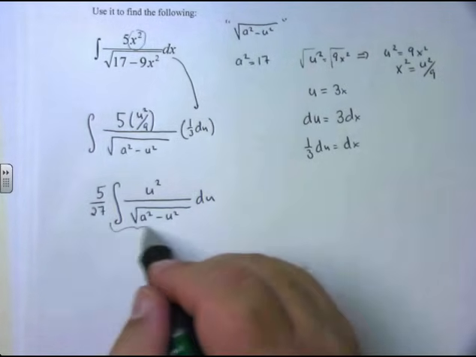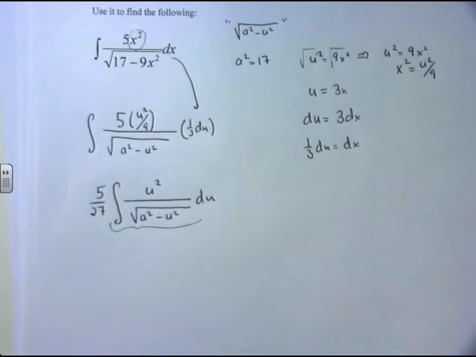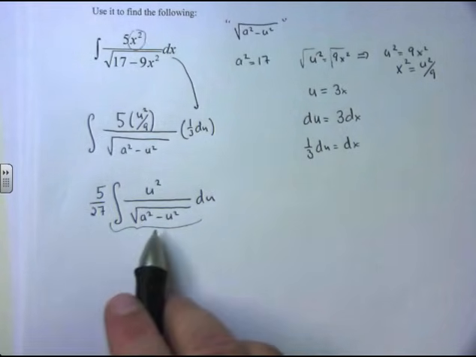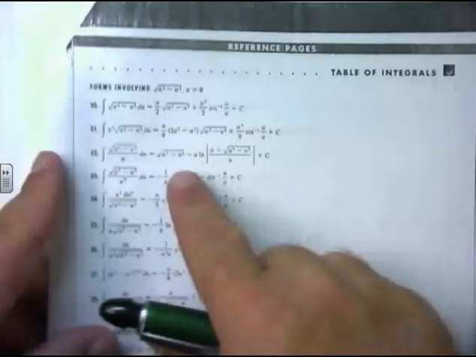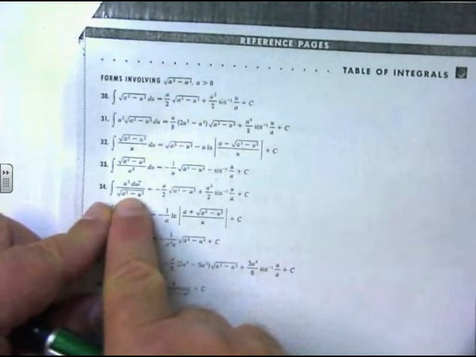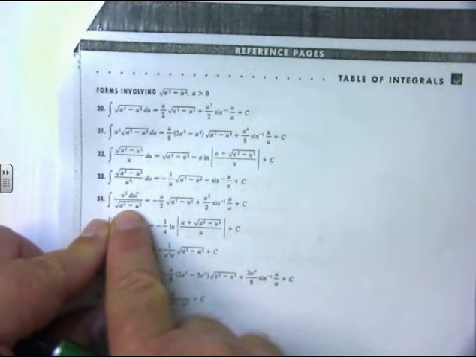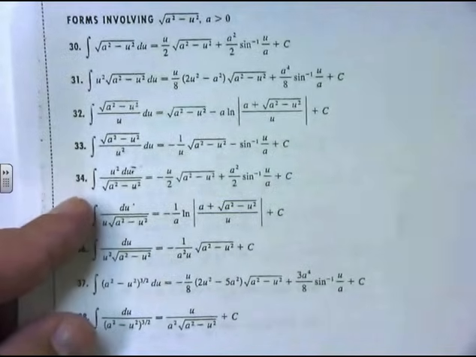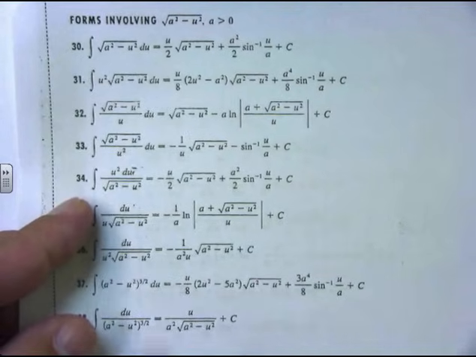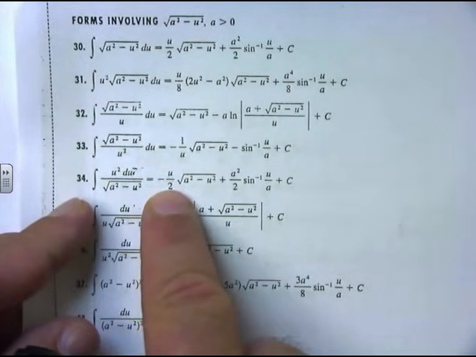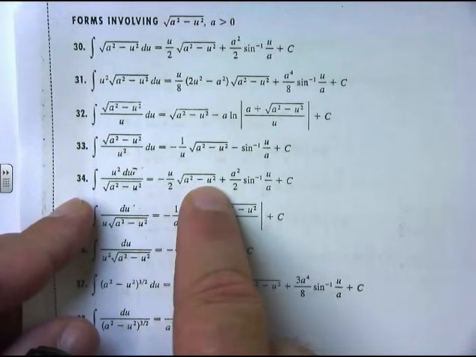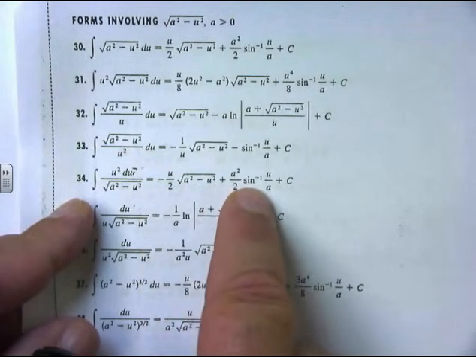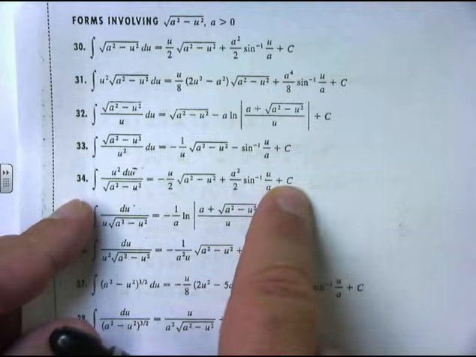Now I start looking for my formulas in my tables. Forms involving a squared minus u squared, so I come up here, but this one has a u squared over. Looks like formula number 34 here. I'll blow it up so you guys can see this. The integral of u squared du over the square root of a squared minus u squared is negative u over 2 times the square root of a squared minus u squared plus a squared over 2 times the sine inverse of u over a plus c.